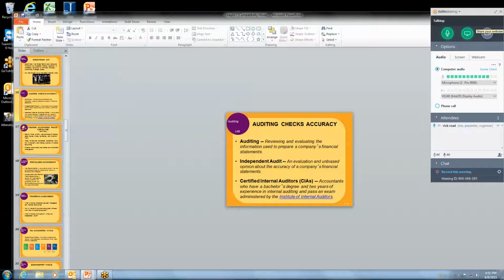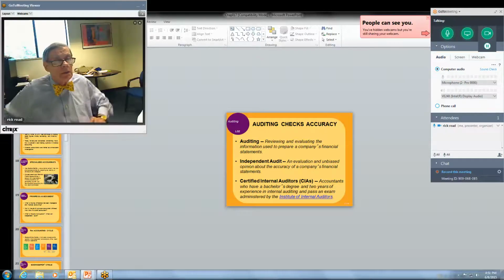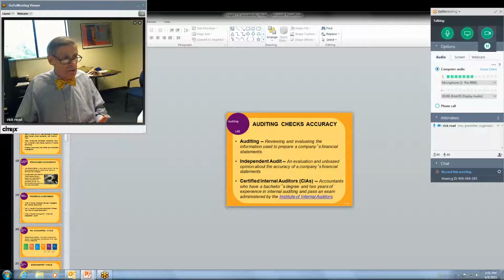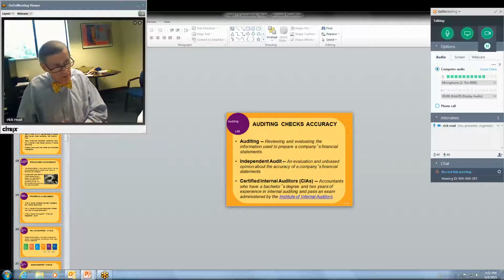Now, this brings us to auditing, and it is just the information that's used to prepare a company's financial statements. But auditing can also be other things in an organization. It doesn't just have to be financial. It can be auditing operations. It can be auditing controls. It could be auditing a number of things that really don't get into financial business. But we're talking about finances here, so that's why it says what it says.